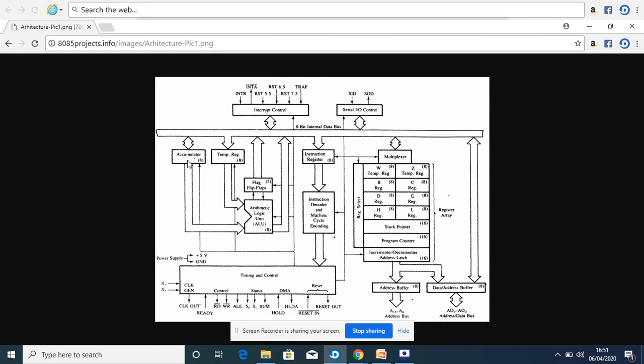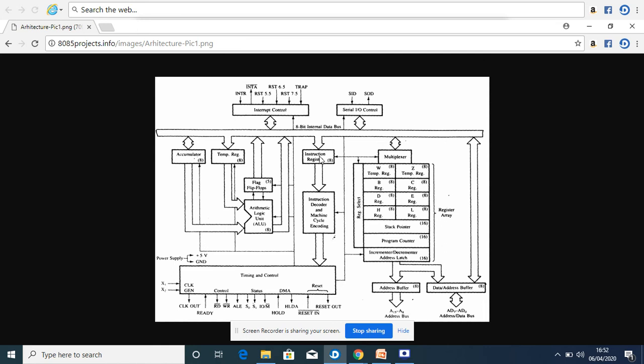One more register is called the accumulator. This is also an 8-bit register, and it is part of the ALU. ALU means arithmetic logical unit, and for every arithmetic and logical operation, one of the data should always be stored in the accumulator, and the result of that operation will also be stored in the accumulator. The temporary register is used by the ALU to generate temporary results. One more register is also an 8-bit register, but only 5 bits are used; that is called the flag register, which we will discuss later.